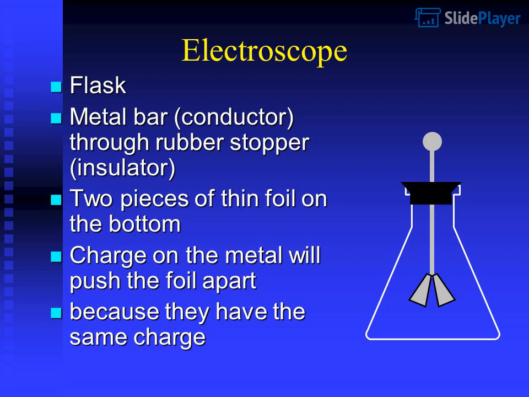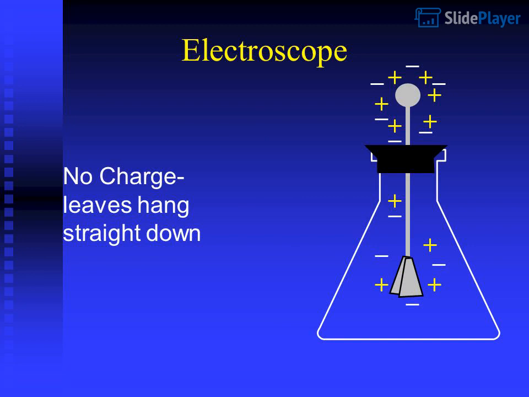Electroscope. Flask. Metal bar, conductor, through rubber stopper, insulator. Two pieces of thin foil on the bottom. Charge on the metal will push the foil apart because they have the same charge. Electroscope with no charge: leaves hang straight down.